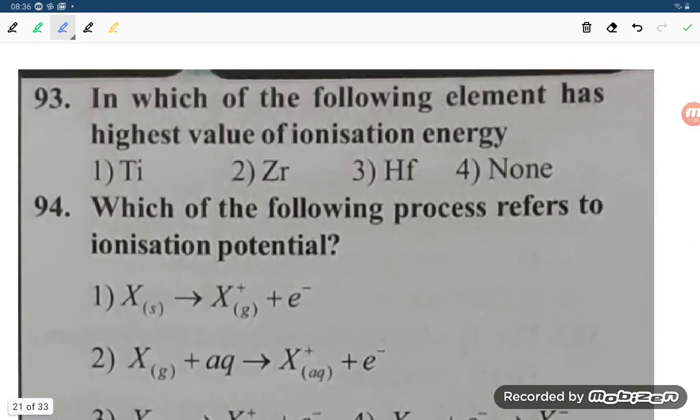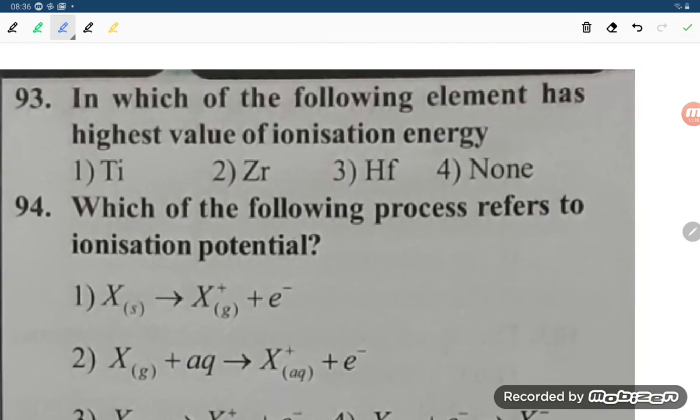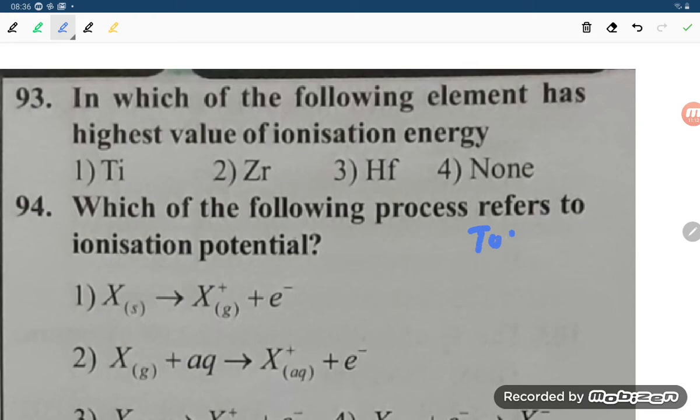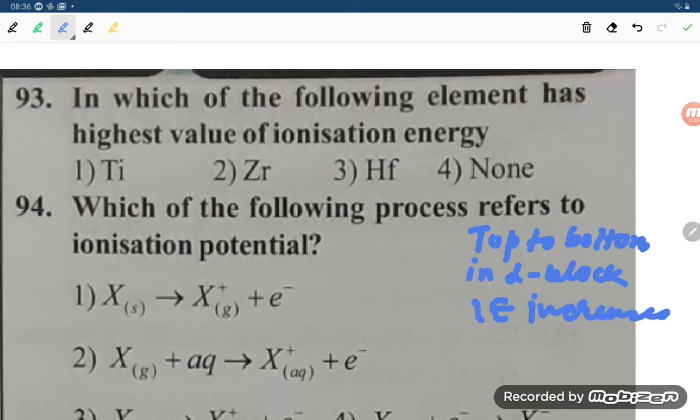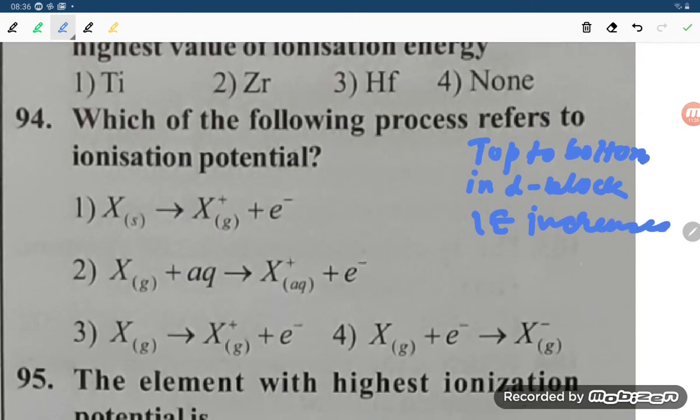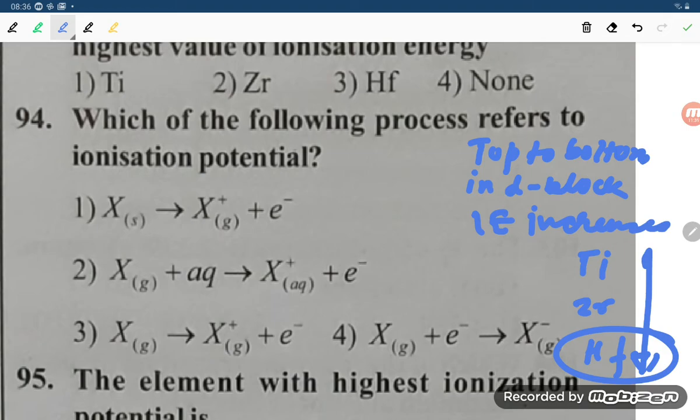Problem number 93. Which of the following elements has the highest value of ionization enthalpy? Top to bottom in the d block, IE increases. The elements are titanium, zirconium, and hafnium. Top to bottom increases, which means hafnium must be very high. So the required option is option number 3.